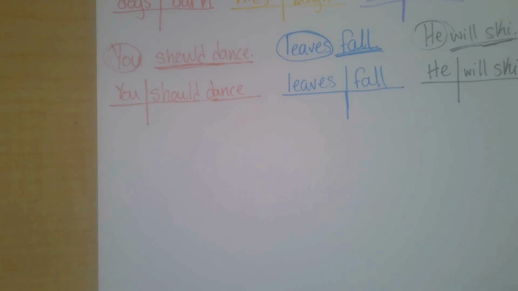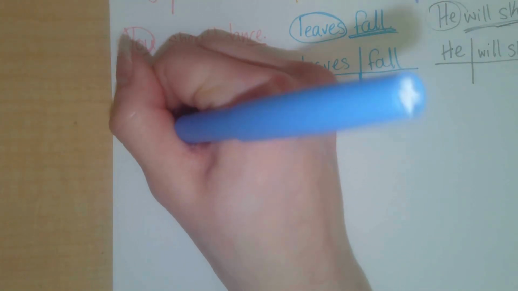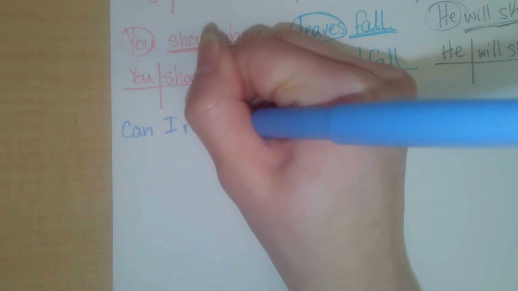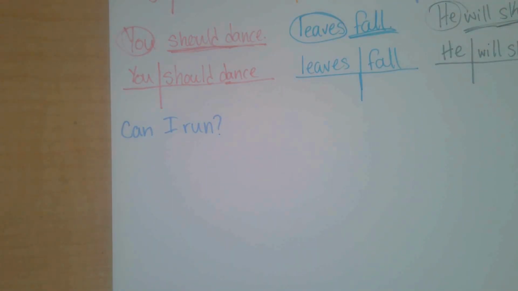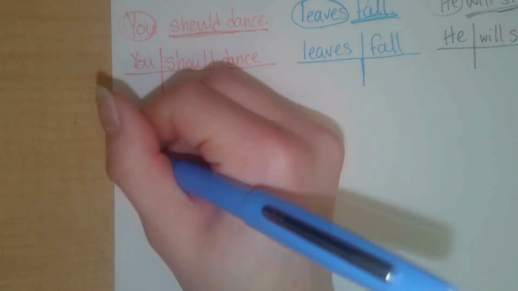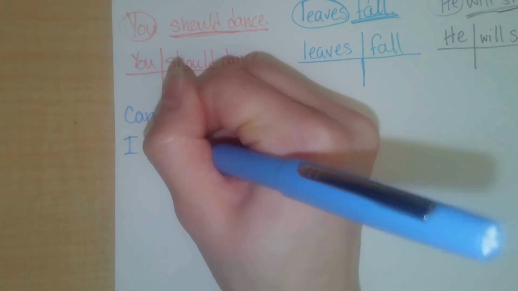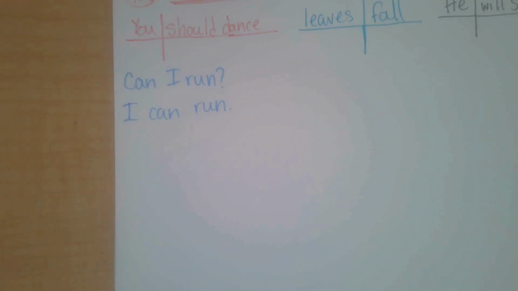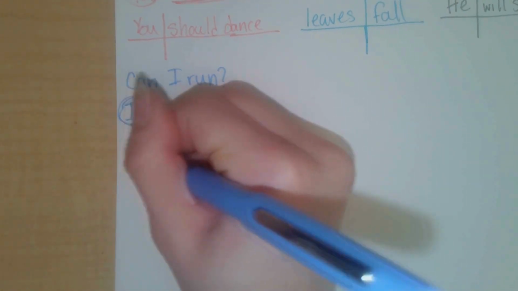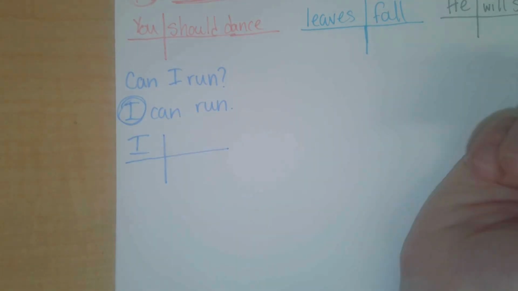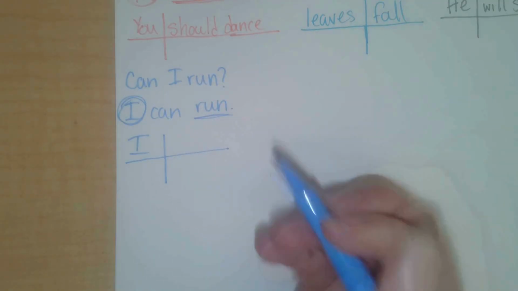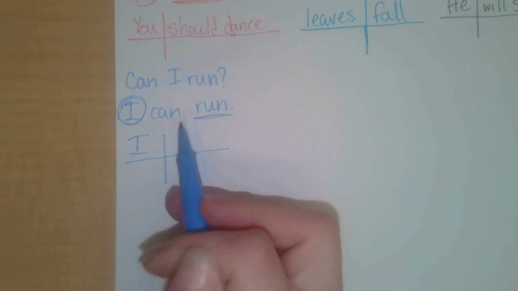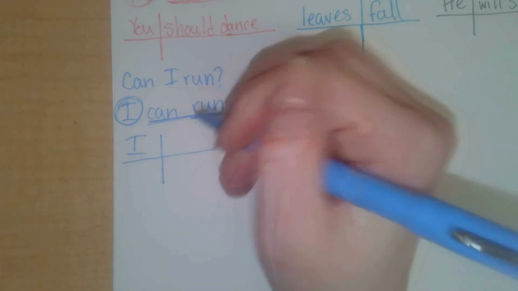We're going to do some practices here. Can I run? If we turn that into a statement, it becomes I can run. Then when we diagram it, I am the one doing something. So we write down our subject, our lines, then we have run, but it's not I run, it's I can run.